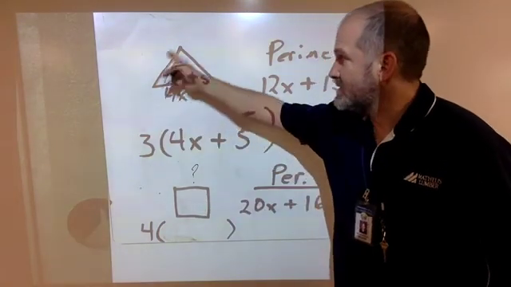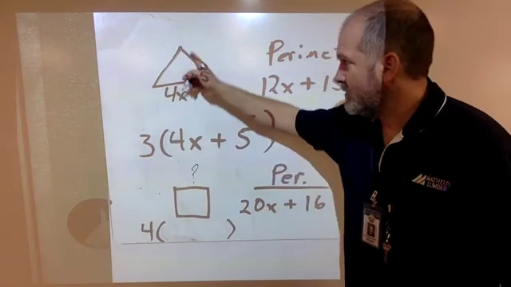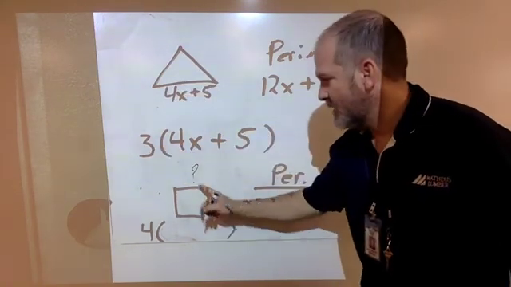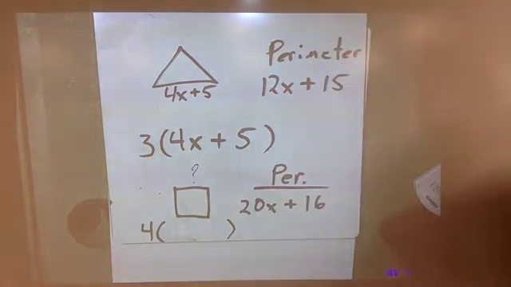See the pattern? How many sides there are in the shape? That's your greatest common factor. That's what you pull out. 3 sides in a triangle, pull out a 3. 4 sides in a square, pull out a 4. So you pull out a 4.